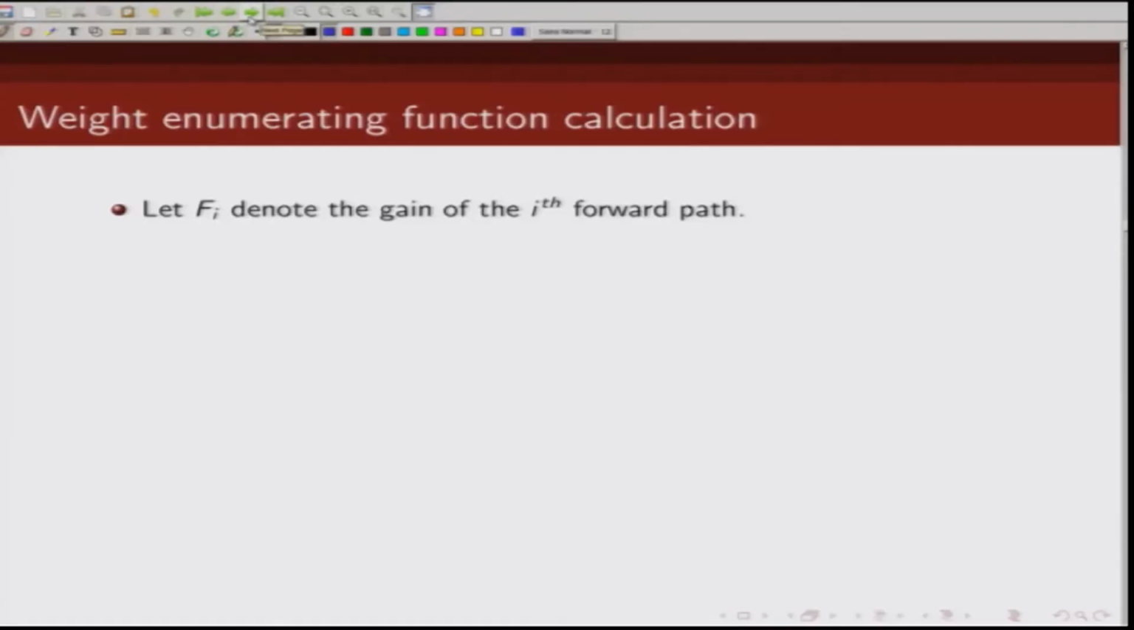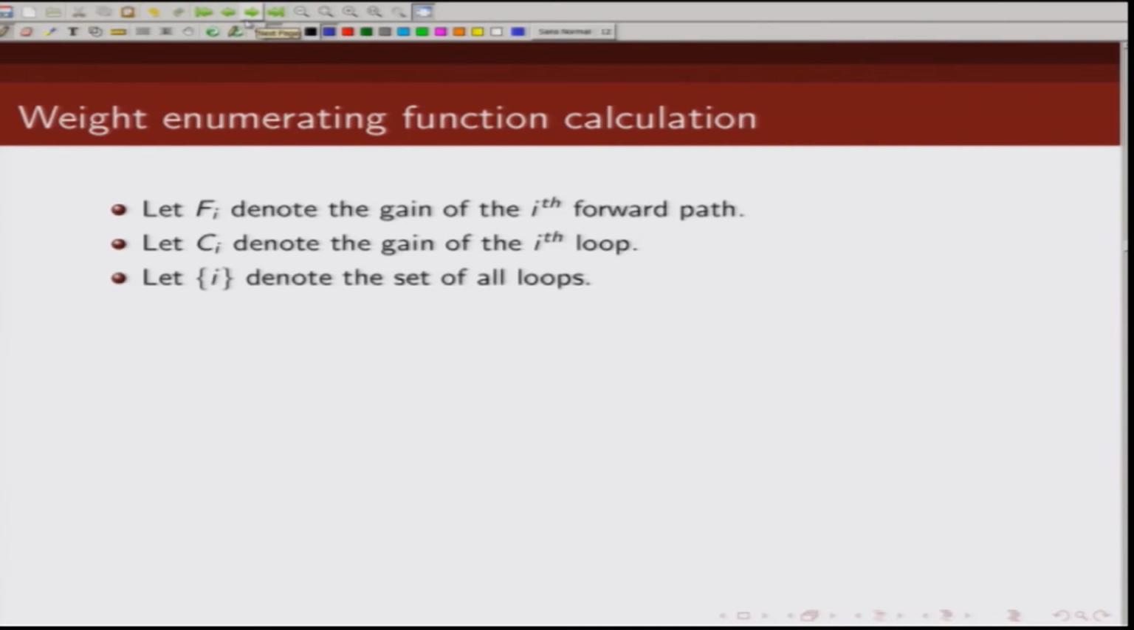Now, let us denote by f sub i the gain of the ith forward path, and let C sub i denote the gain of the ith loop. We denote by this the set of all loops. Similarly, this set of i and j will denote the set of all pairs of non-touching loops.